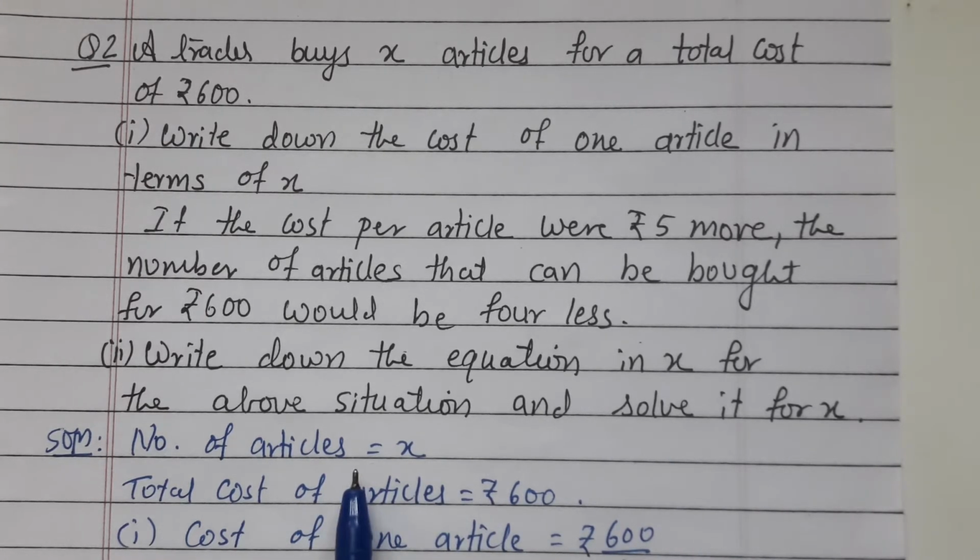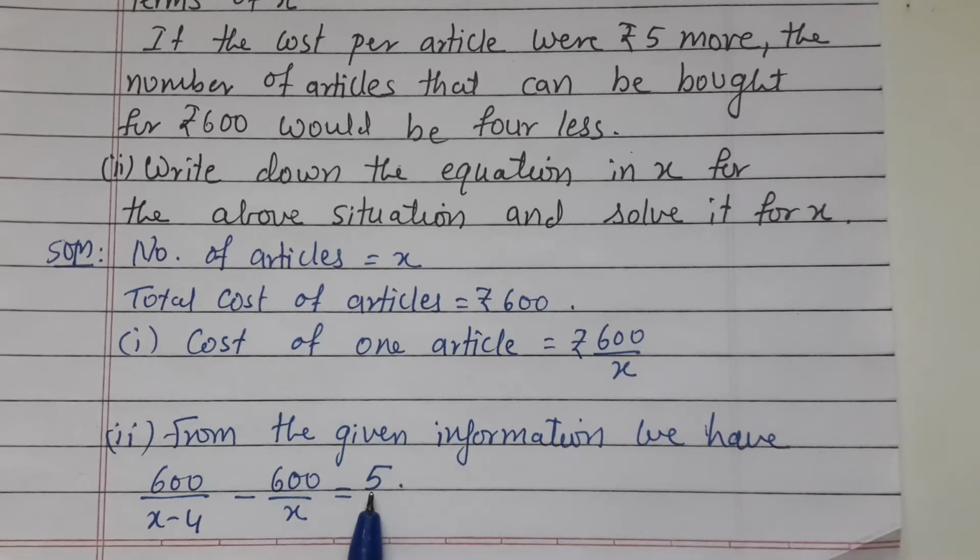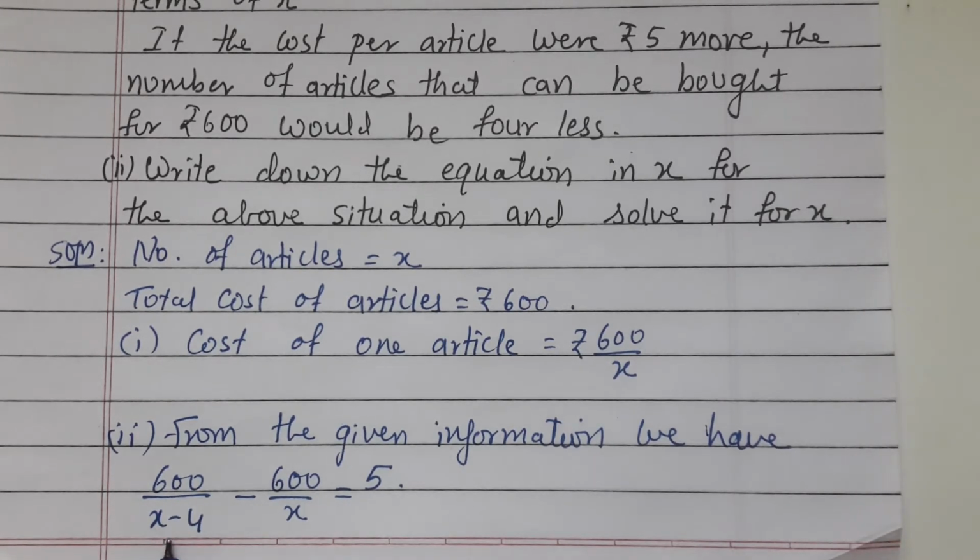Let the number of articles equal x. Total cost of the articles equals rupees 600. Cost of one article is equal to rupees 600 upon x. From the above information, if the articles were 4 less, then the cost per article would be 5 rupees more. Therefore, 600 upon x minus 4 minus 600 upon x equals 5.